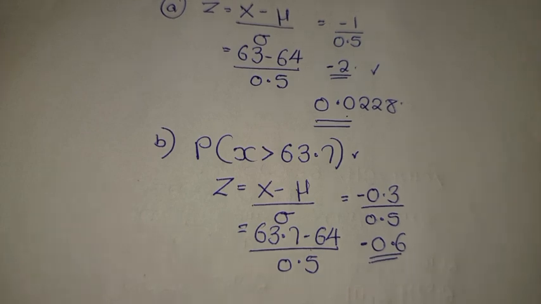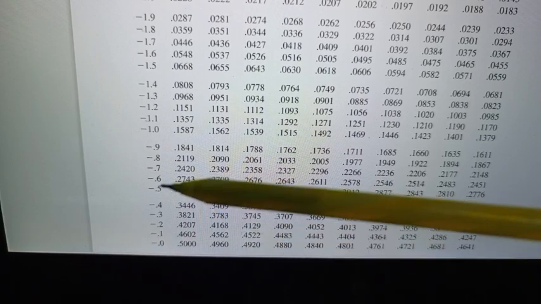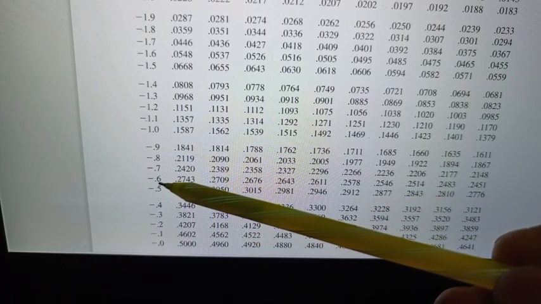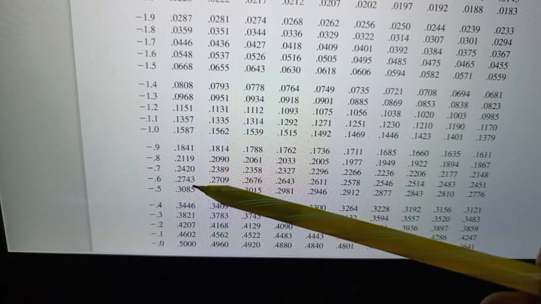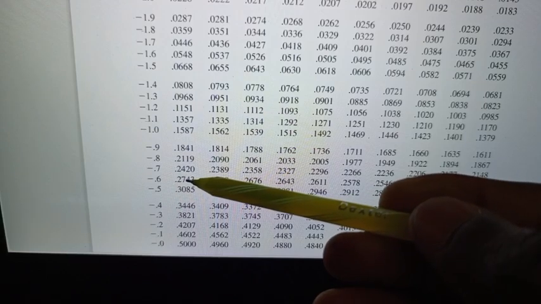So you go on your distribution table. Remember, when you go on your distribution table, negative 0.6 is here, and the value that we are getting is 0.2743. This is the value that we have here.